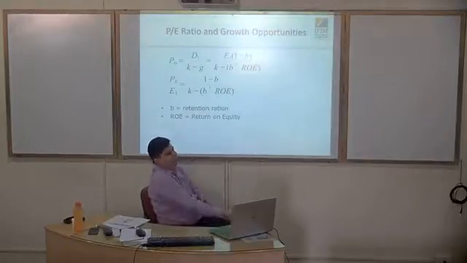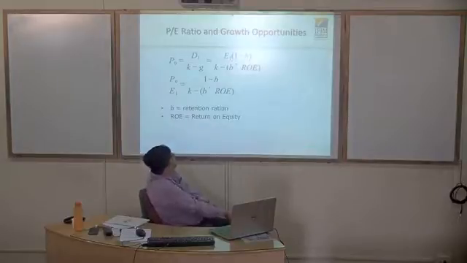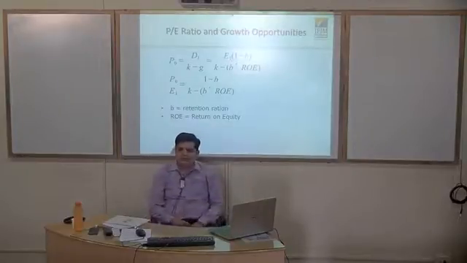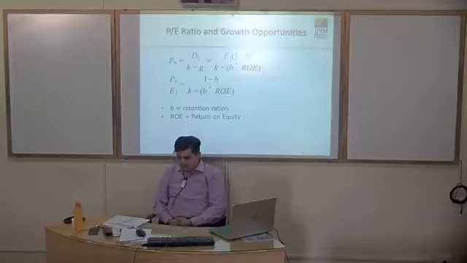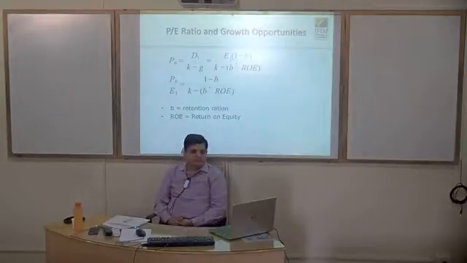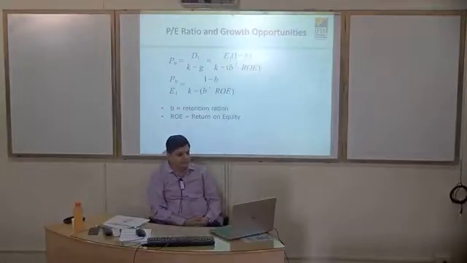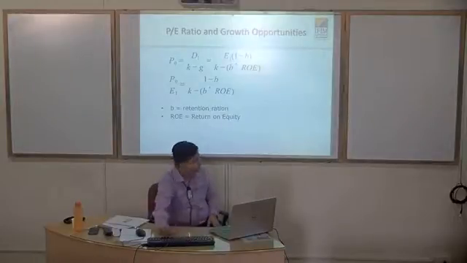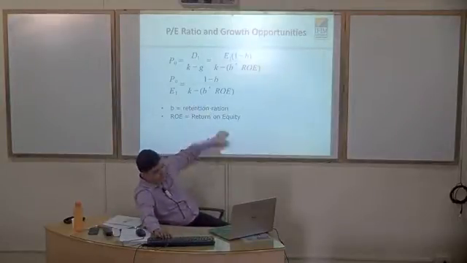PE ratio and growth opportunities. So PE ratio is the price earning ratio. This is one of the critical things that an investor looks at when he wants to put his money into any company. So what's the ratio between price and earnings? So B is the retention ratio, ROE is return on equity in this formula.